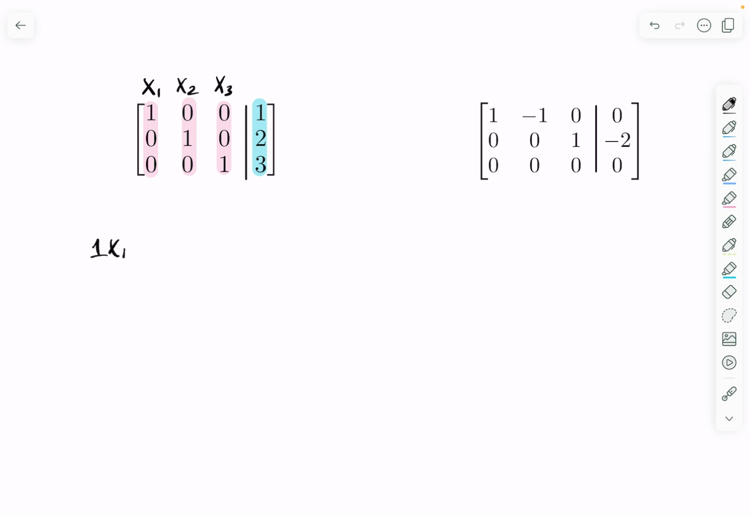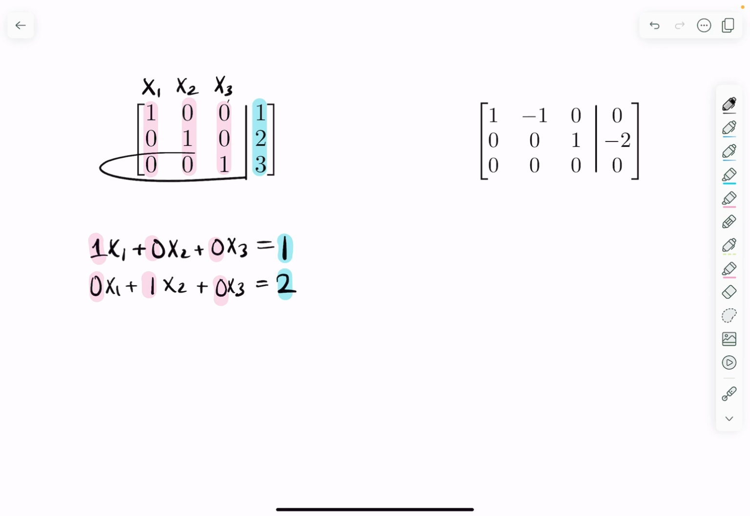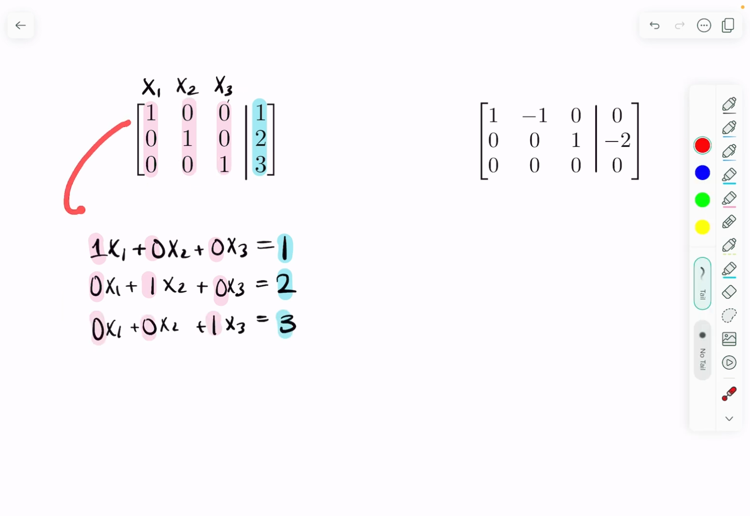So I have 1 x1 plus 0 x2 plus 0 x3 equal to 1. Then I have 0 x1 plus 1 x2 plus 0 x3 equal to 2. And then for my last equation, my last row, I have 0 x1 plus 0 x2 plus 1 x3 equal to 3. And now we went from a matrix back to its system of equations.